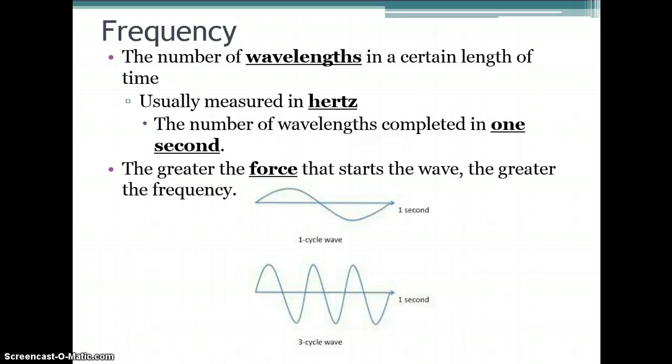Try not to get amplitude mixed up. With amplitude, the greater the energy the wave is carrying, the greater the amplitude. With frequency, the greater the force that starts the wave, the greater the frequency.